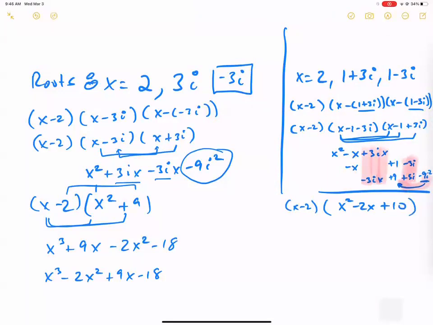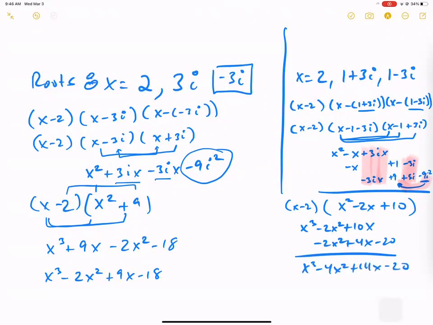Don't even grunt, don't even be annoyed, just do it. X cubed minus 2x squared plus 10x minus 2x squared plus 4x minus 20. X cubed minus 4x squared plus 14x minus 20. You're done. That took 10 seconds. All right, that literally took 10 seconds. Go back and watch the YouTube video, 10 seconds. So instead of complaining and griping and going, oh man, just do it. You'll be done before you're done complaining.